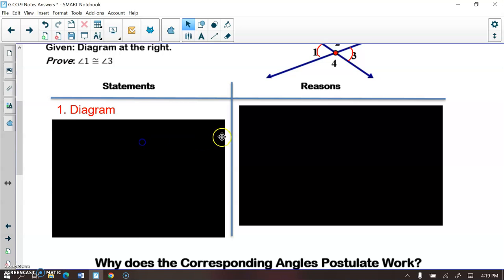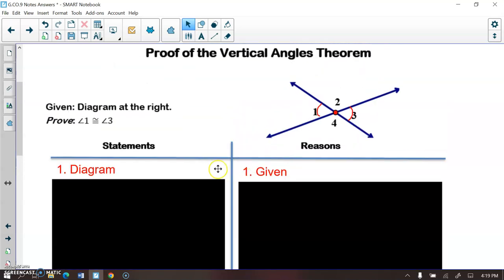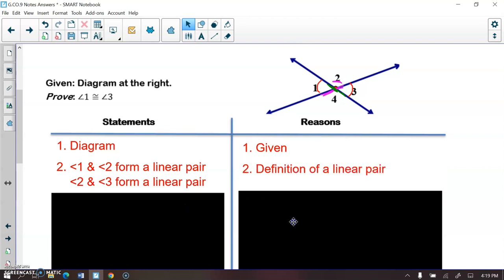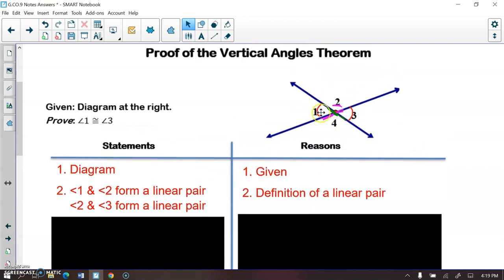Step 1 is always your given. We're given the diagram. Step 2. Look at angle 2. Angle 1 and angle 2 are a linear pair, and angle 2 and angle 3 are a linear pair. This is going to help us. That's just the definition of a linear pair.